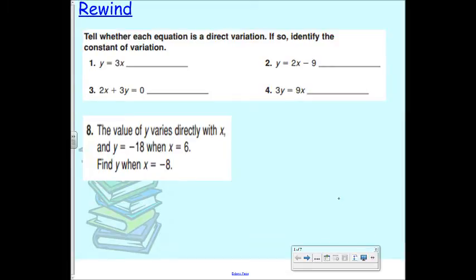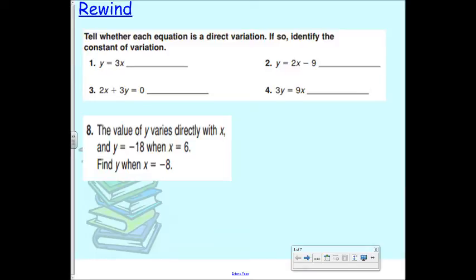Okay, how do we do number 8? Montrell? You match up both of your x's and y's, and how do you set them up? Yeah, as a proportion, exactly. So your proportion would look like what?